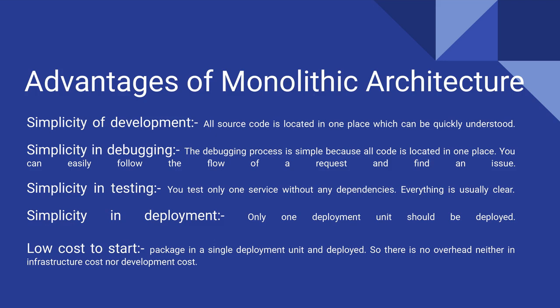Okay, now let's talk about the advantages of monolithic architecture. First, simplicity of development. All source code is located in one place, which can be quickly understood. Second, simplicity in debugging. The debugging process is simple because all code is located in one place. You can easily follow the flow of a request and find an issue. Third, simplicity in testing. You test only one service without any dependencies.